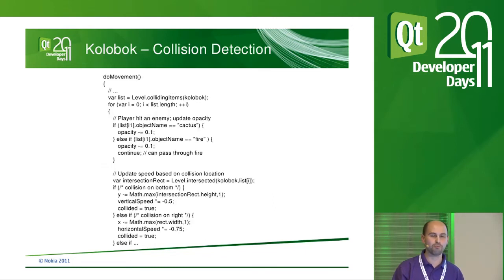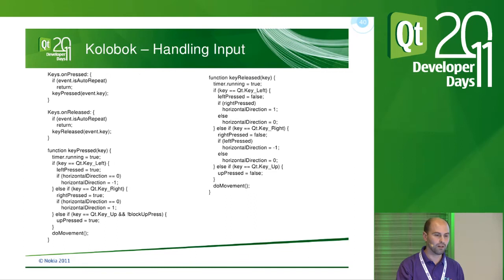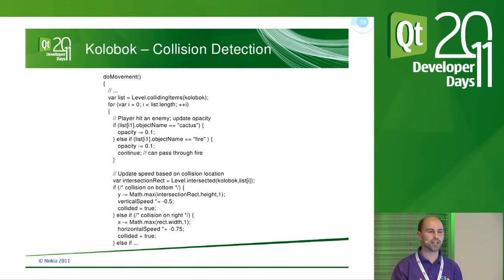So here, for every movement, we're going to decide where our hero should go, and if our hero should stop, should he lose life because he's hitting a cactus or a fire? Should he keep moving because he's in fire? These types of decisions. So the game logic is implemented in JavaScript. This collision detection, the heavy lifting, is done in C++.